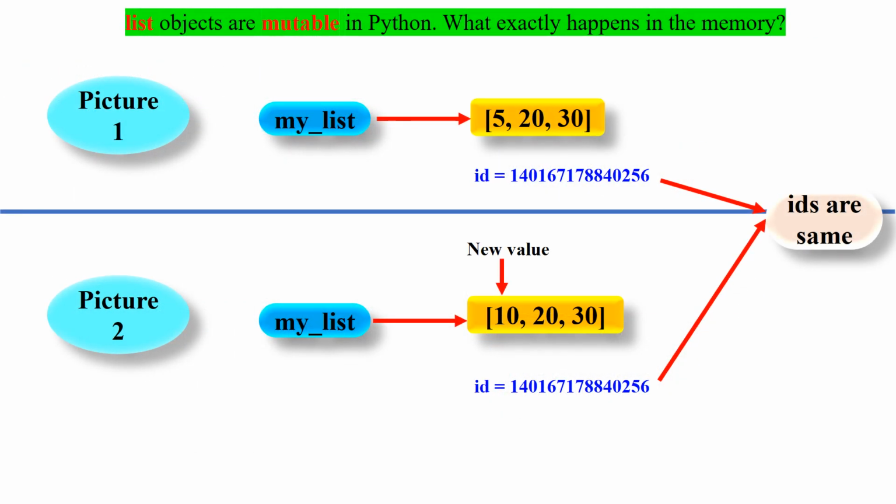Look at picture 1. Our first assignment, my_list equals 5, 20, and 30, created an object at the address 140167178840256 with the values 5, 20, and 30. Now, look at the second picture. We then modified the first element of this list object using my_list[0] equals 10, that is, without creating a new list object. And hence the address is the same, with the values 10, 20, 30.